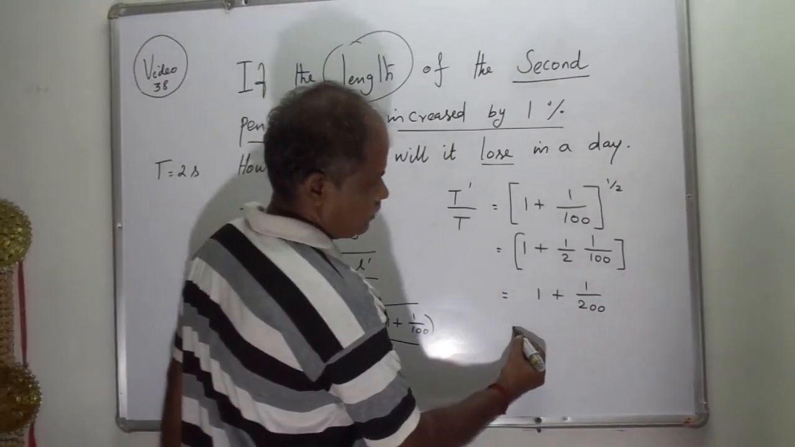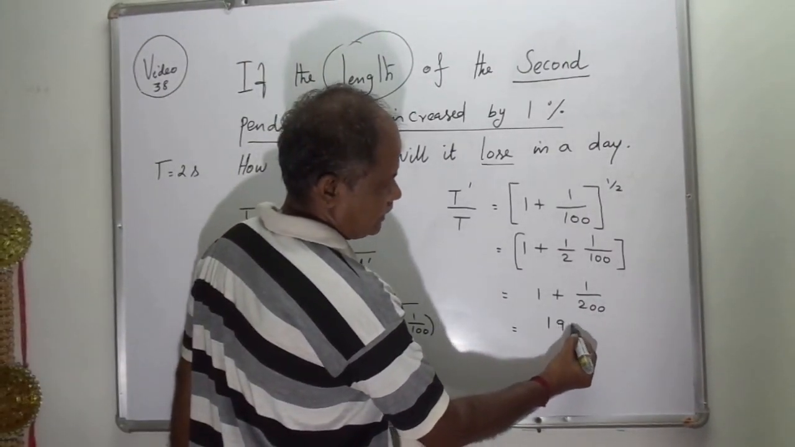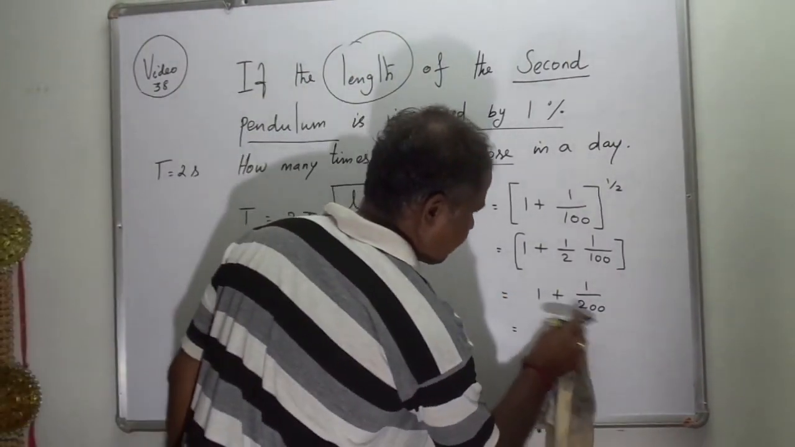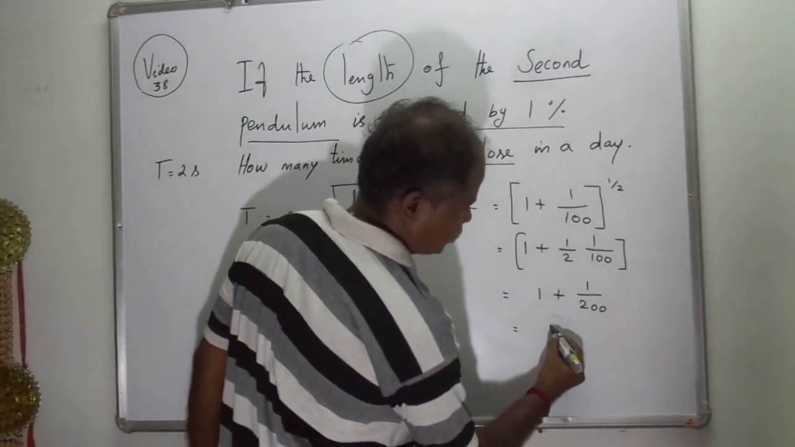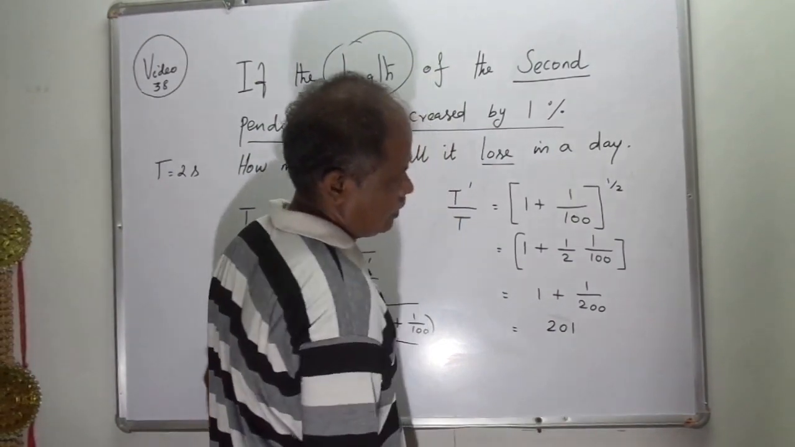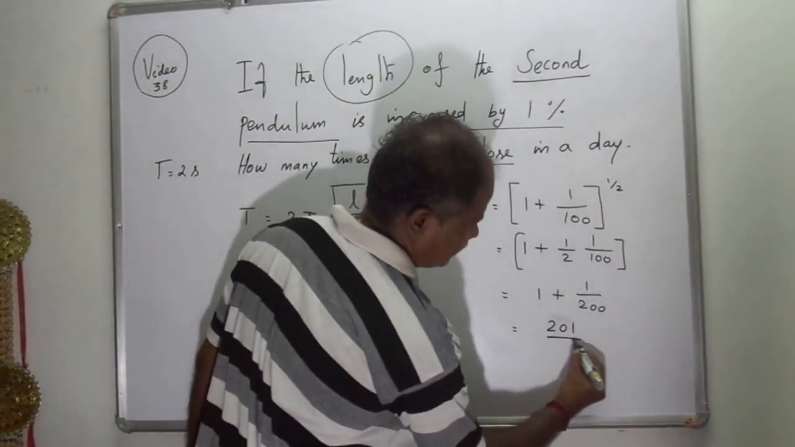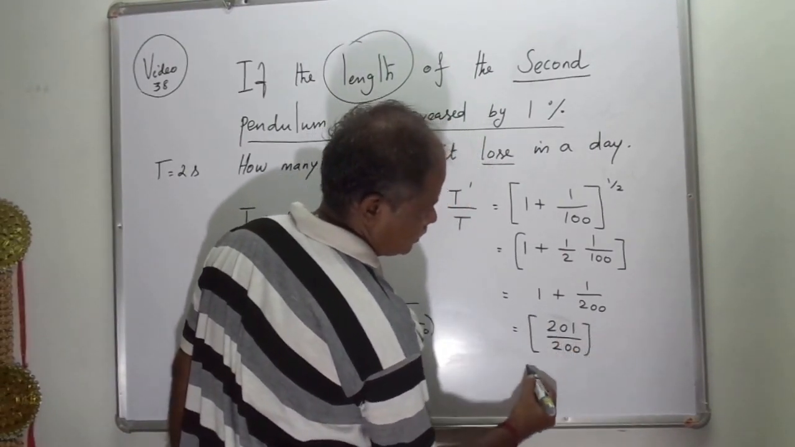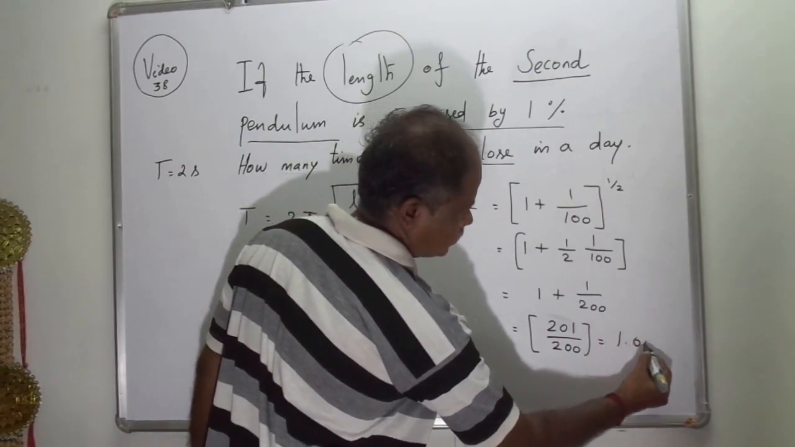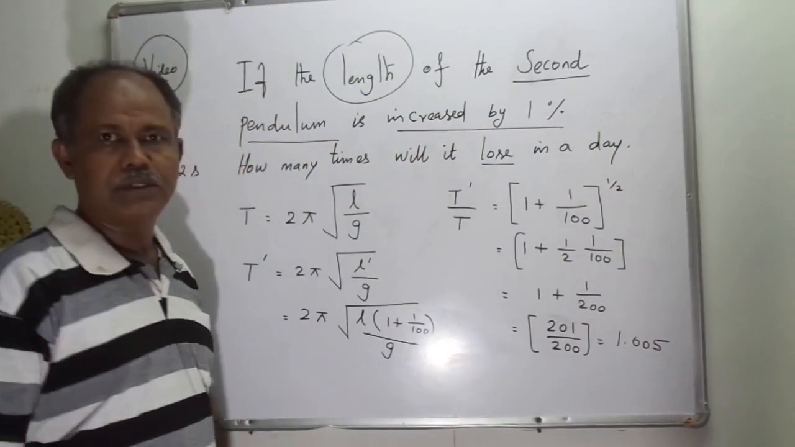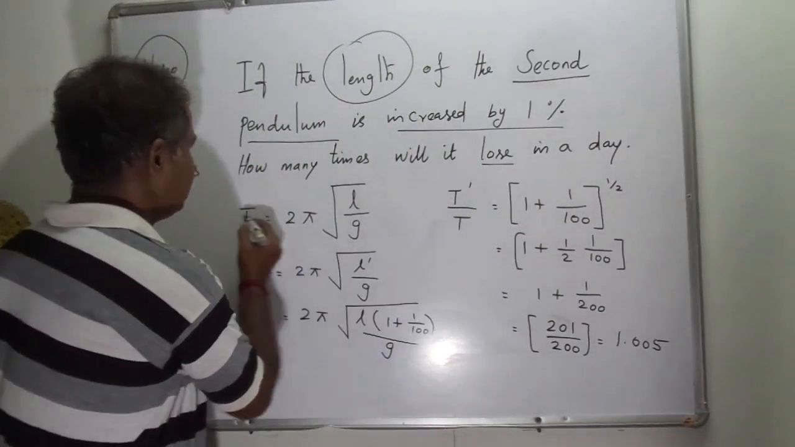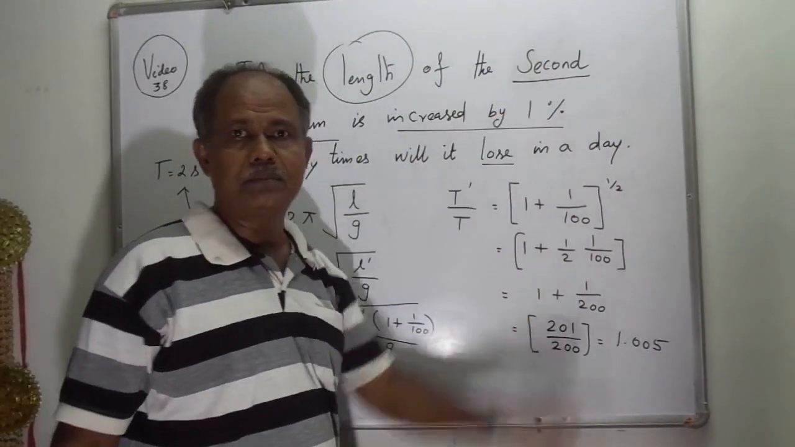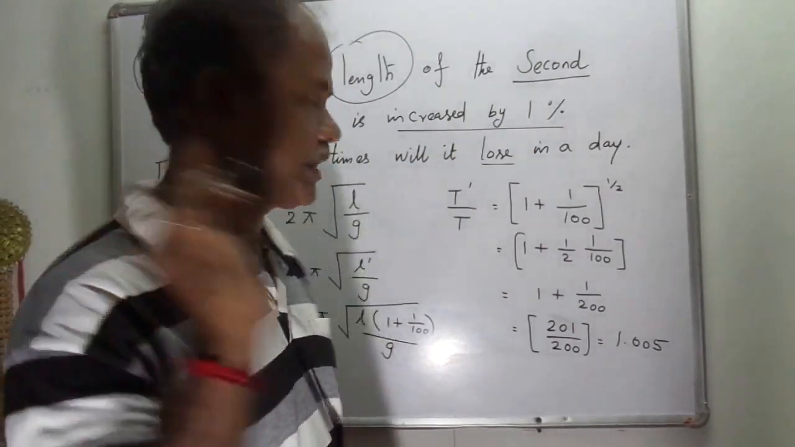Then this will be 201 divided by 200. Its value is 1.005. This T dash by T is 1.005, and T is 2 seconds, since the second pendulum has time period 2 seconds.